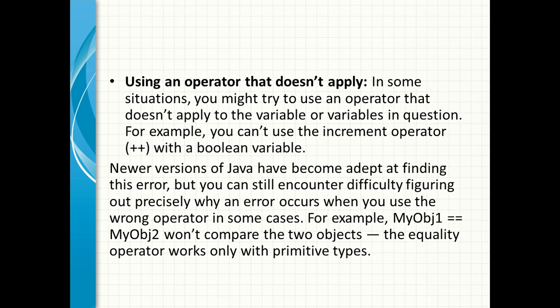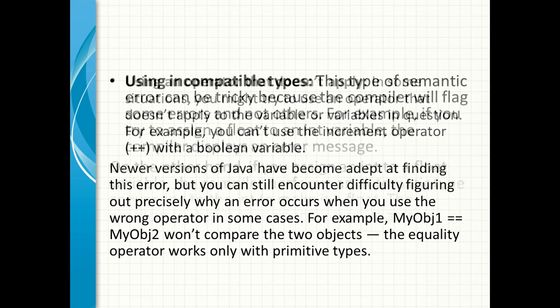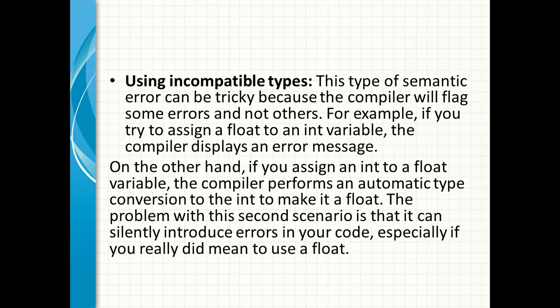The equality operator works only with primitive types. Using incompatible types. This type of semantic error can be tricky because the compiler will flag some errors and not others. For example, if you try to assign a float to an int variable, the compiler displays an error message. On the other hand, if you assign an int to a float variable, the compiler performs an automatic type conversion of the int to make it a float. The problem with this second scenario is that it can silently introduce errors in your code, especially if you really did mean to use a float.